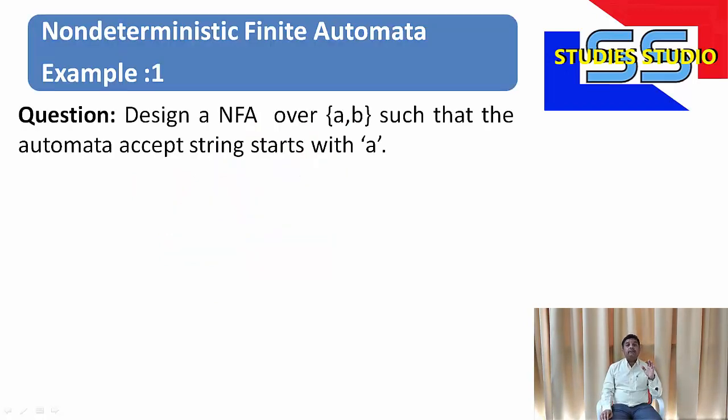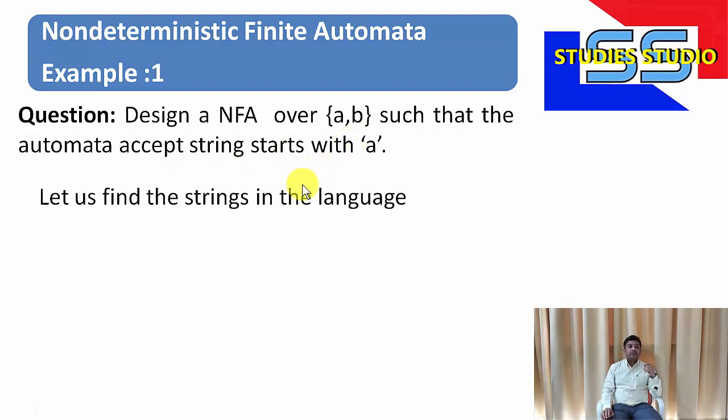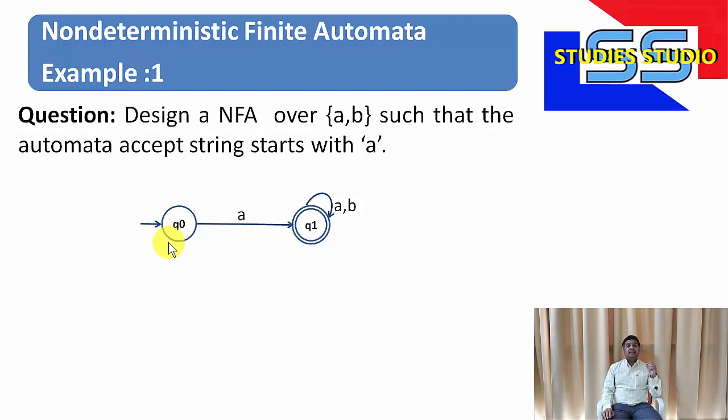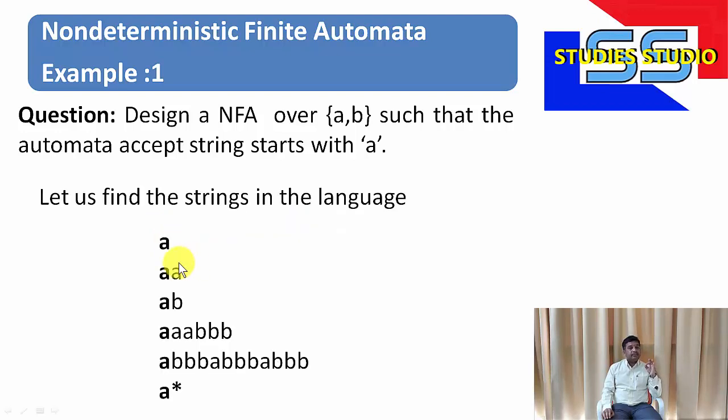Design an NFA over A and B, the input symbols, such that the automaton accepts strings starting with A. As we did in DFA, we need to find the strings that are accepted in this particular language. The first symbol is supposed to be A only, and after A, anything. The minimum string length accepted by this NFA is 1. One string length means one transition, and for one transition, the minimum number of states required is 2.